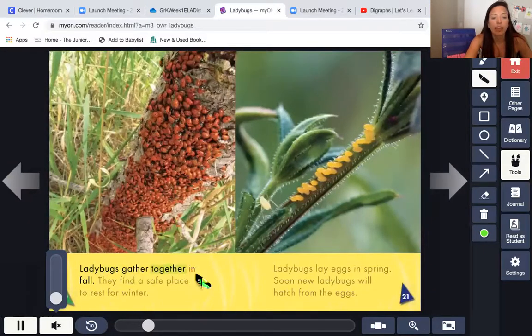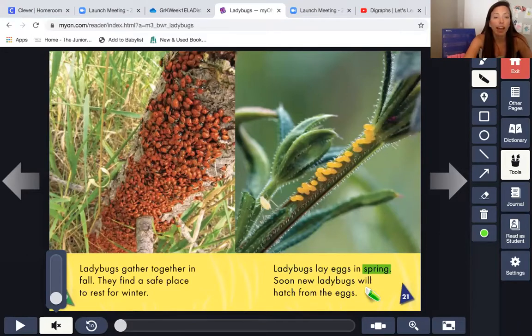Ladybugs gather together in fall. They find a safe place to rest for winter. Ladybugs lay eggs in spring. Soon, new ladybugs will hatch from the eggs. So spring is the season we are in right now. So you might be seeing more and more ladybugs around when you go outside because the ladybugs are starting to hatch.